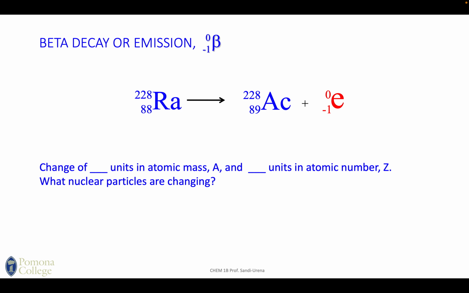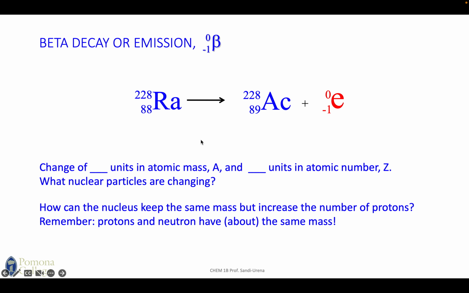We have beta decay or emission. In this case, an electron is released, is emitted, and we know that electrons have an atomic mass of 0 and an atomic number of -1. So we can either use that or use the actinium to see what's happening. When we add all of the atomic masses across the nuclear reaction, they must be the same on the left as they are on the right. And the same for the atomic number: the sum of the atomic numbers on the left must be the same as the sum on the right.